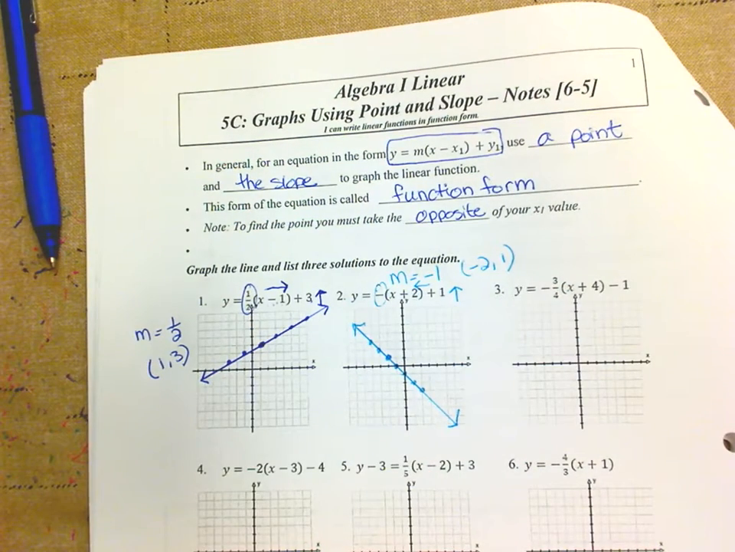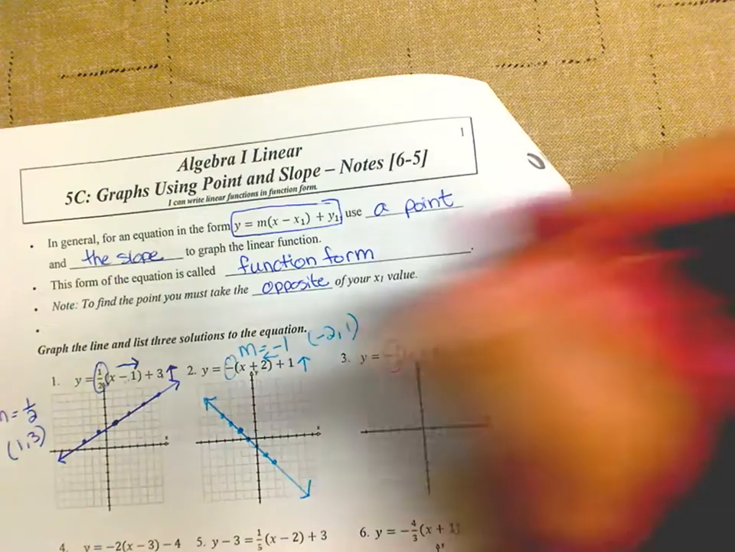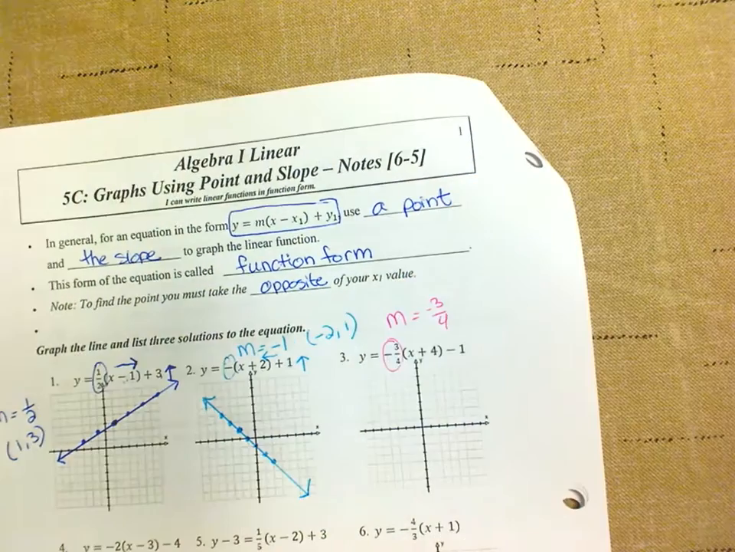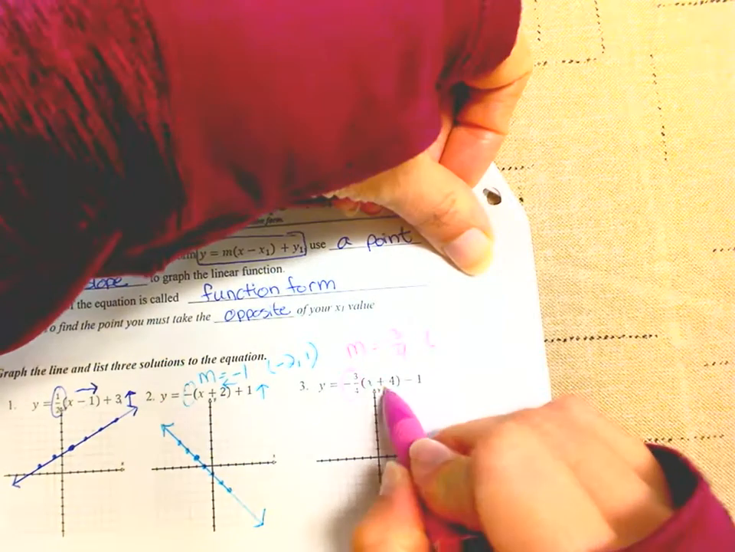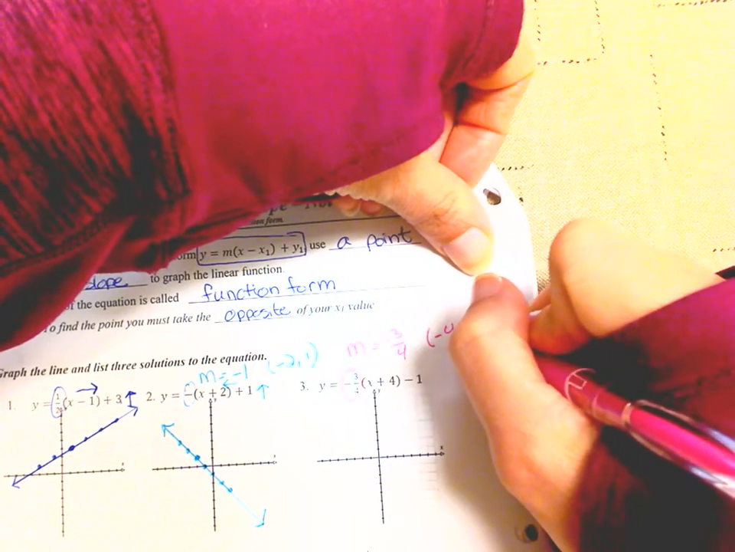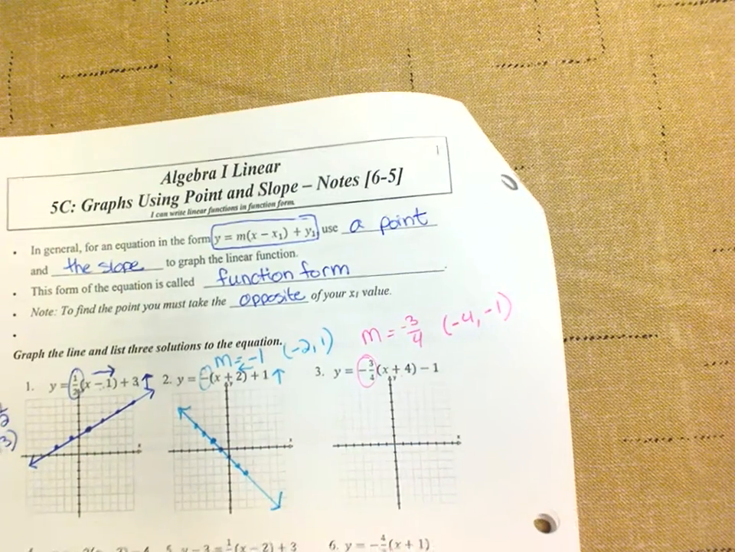All right, number 3. Number 3, you can tell that your slope is -3/4. So from left to right, you're going to be going downhill, down 3 over 4. And we are starting at the point the opposite of this. So you're actually starting at -4 and down 1. -4, -1.